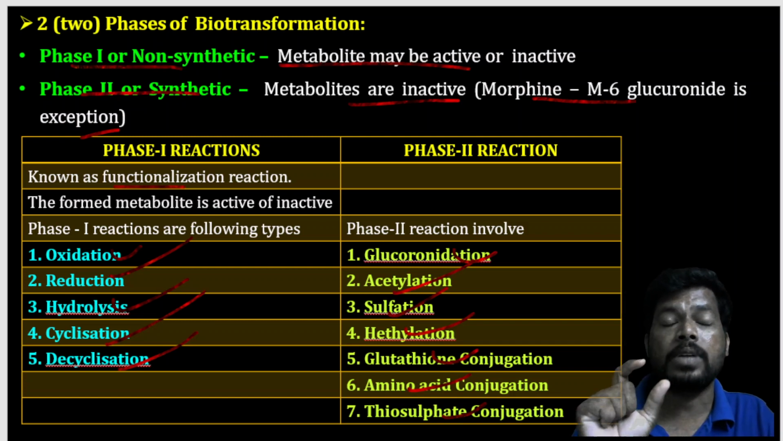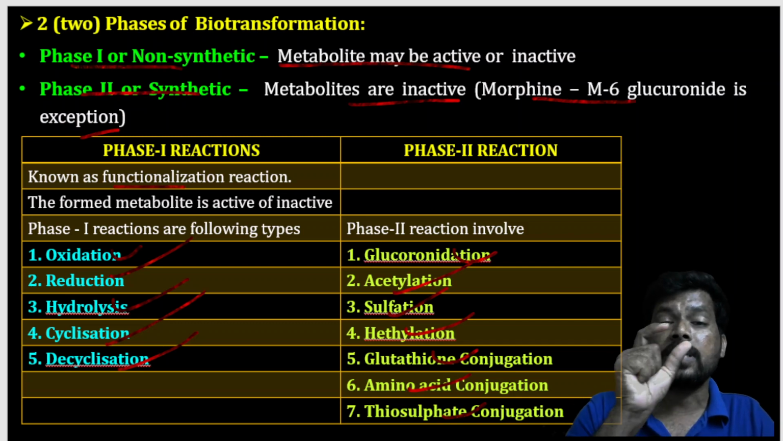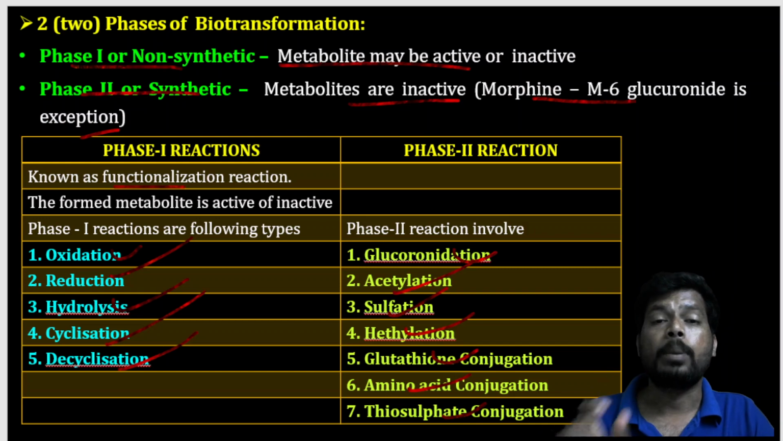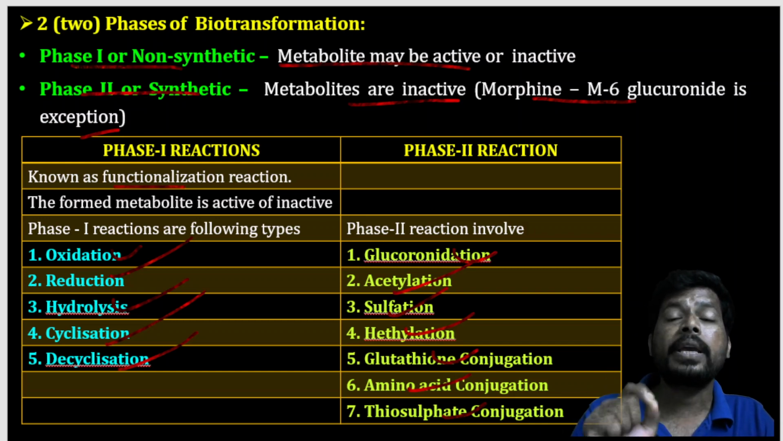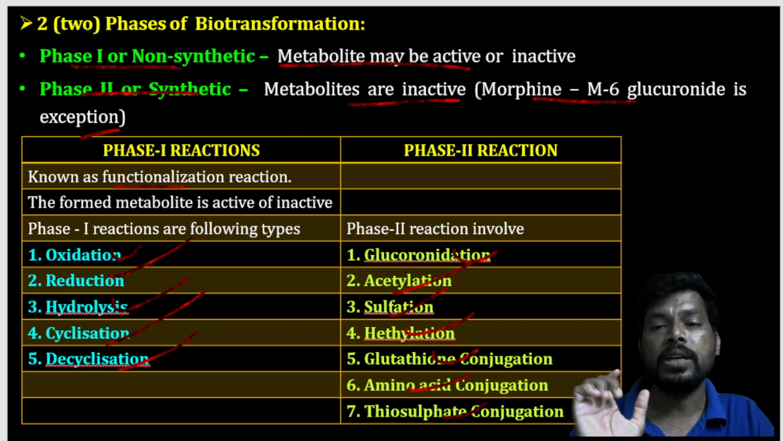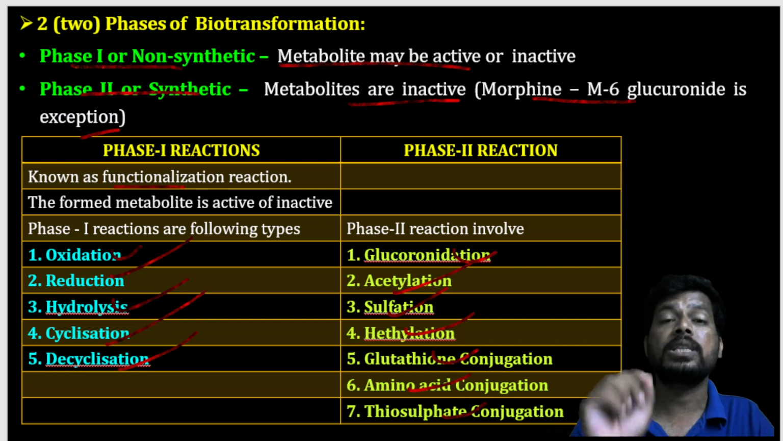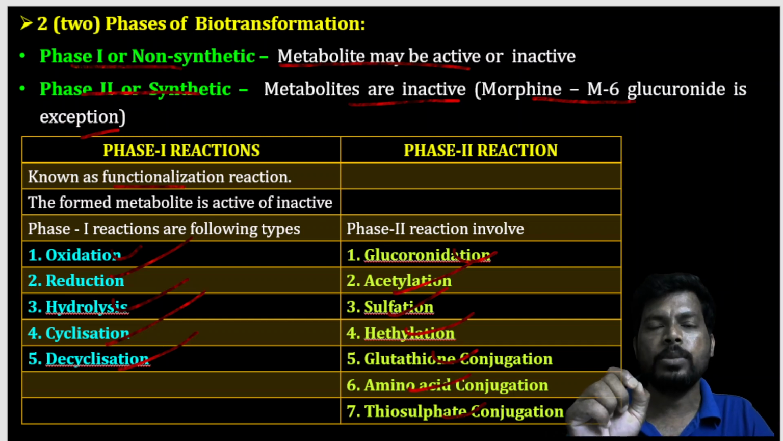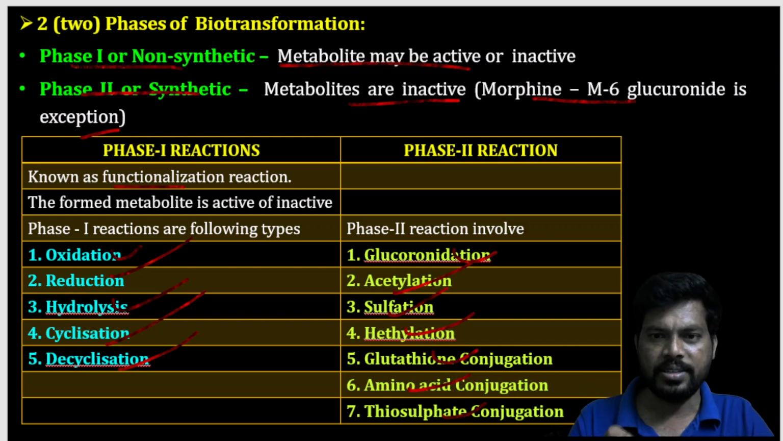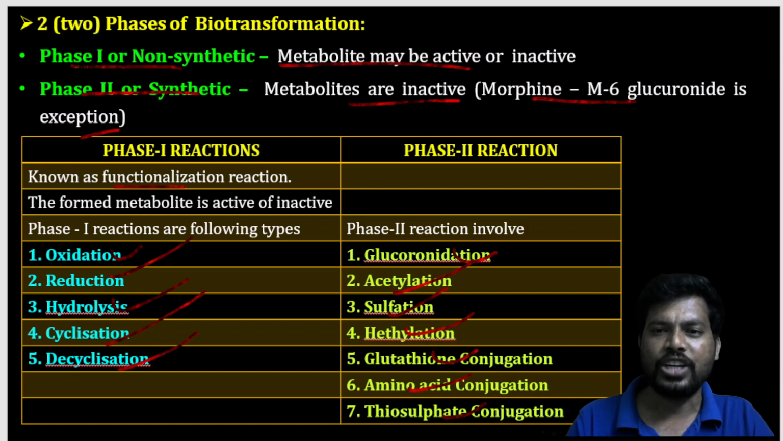The purpose of drug metabolism is to make a drug molecule more polar, so that it is readily eliminated through the urine. The purpose of drug metabolism is also to make a drug molecule inactive and decrease its toxicity. So this is the session on drug metabolism or biotransformation of drugs, and we will connect in the next session with another topic.